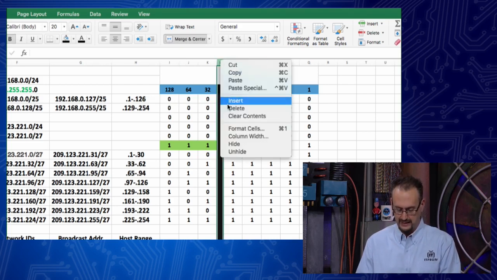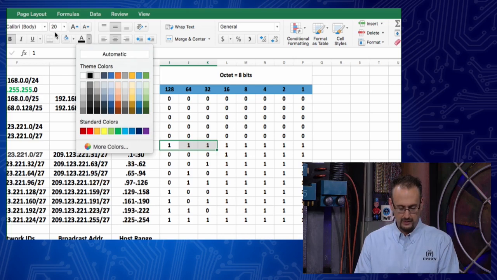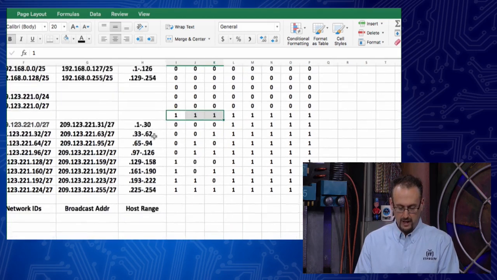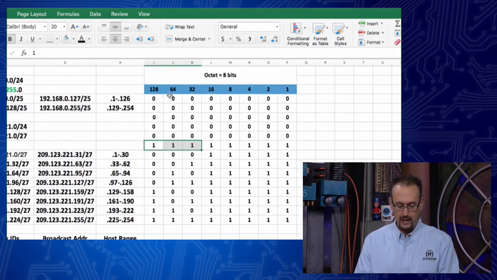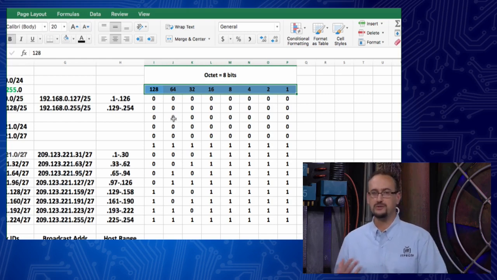Let me go ahead and just delete our line here because we don't really need it for this example, and we will do a no fill on that. All right, so what I need to figure out is, in this amount of bits, what does it take to put 100 nodes on a network?